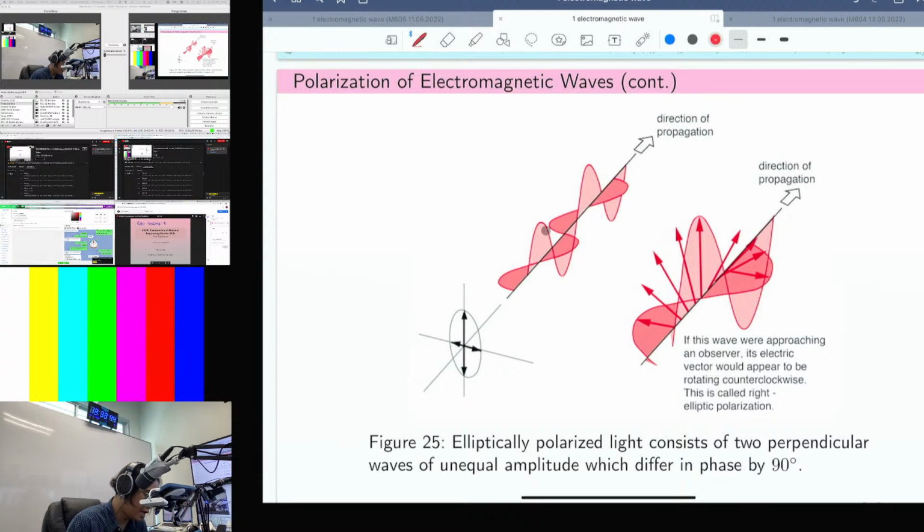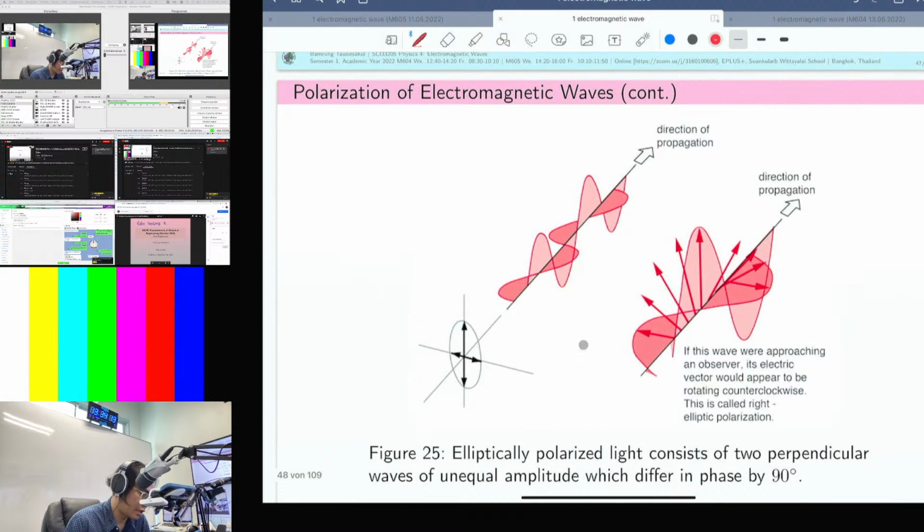And in this way, of course, the E field will rotate, but rotate in a different way, because the amplitude in the vertical is greater than the amplitude in the horizontal. All right, and finally, it's going to bring us the oval shape or elliptic shape, right?